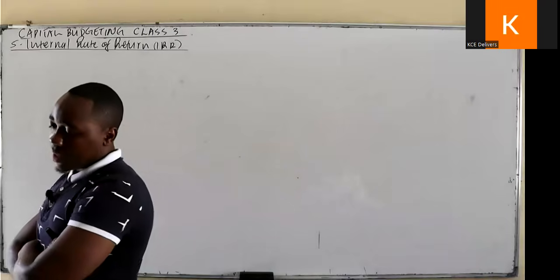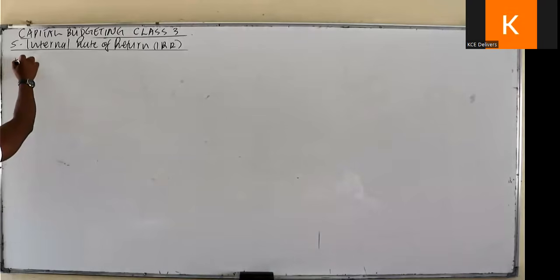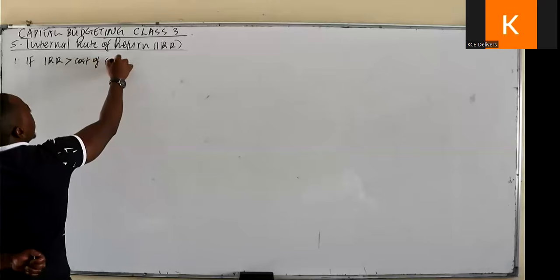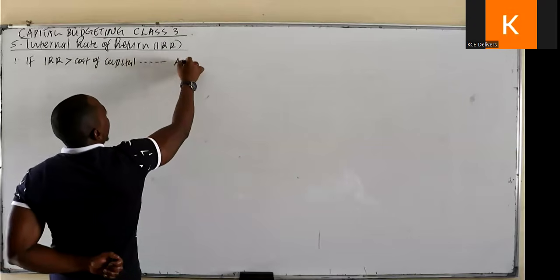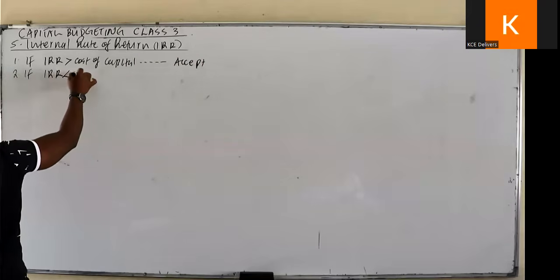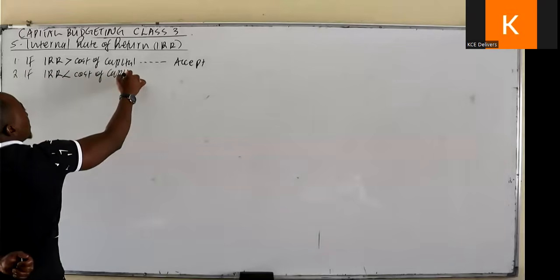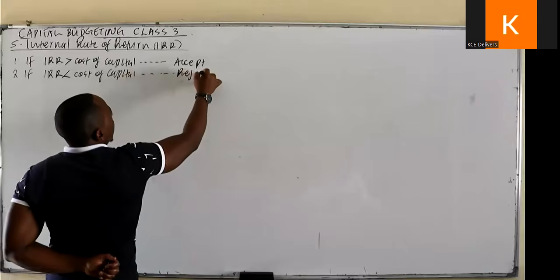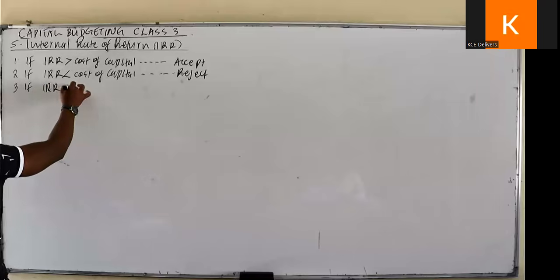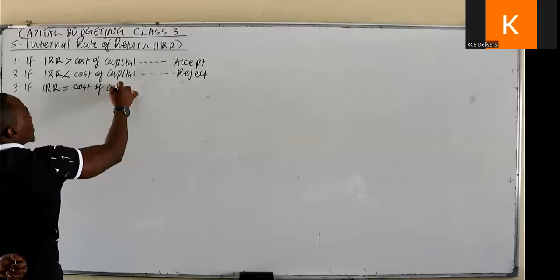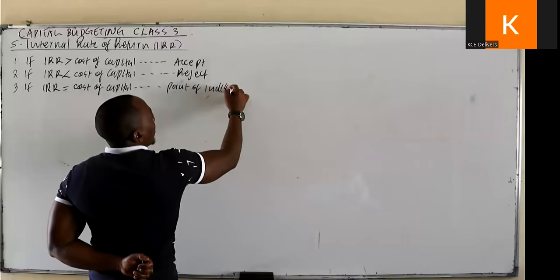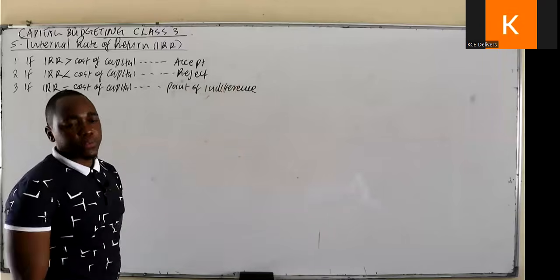The decision criteria is as follows. Number 1, if IRR is greater than the cost of capital, you accept the project. Number 2, if IRR is less than the cost of capital, you reject the project. But if the internal rate of return is equal to the cost of capital, that's the point of indifference.